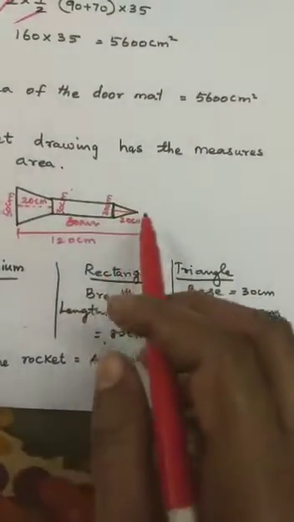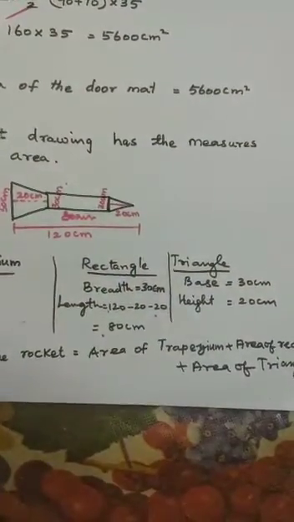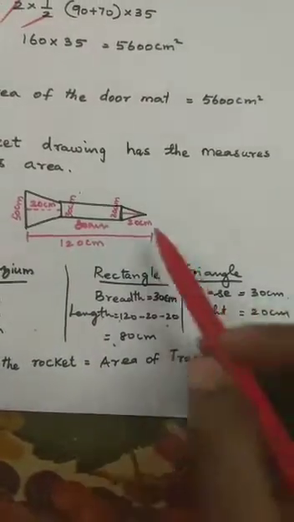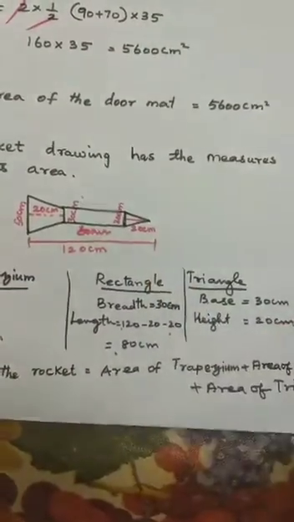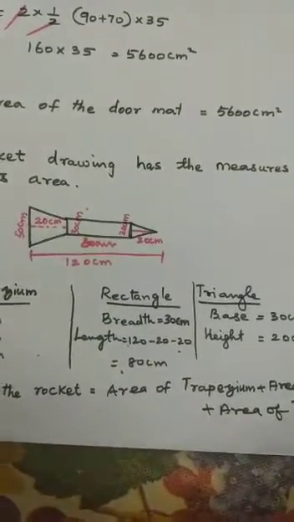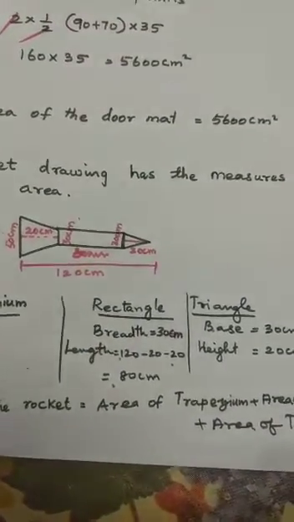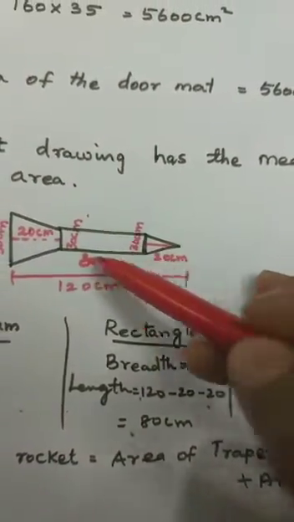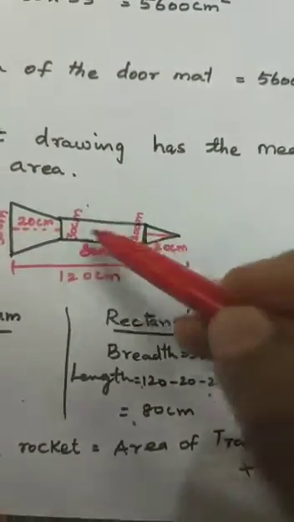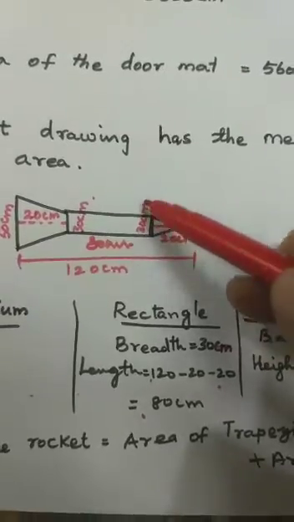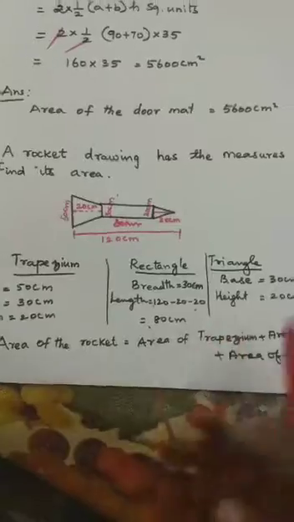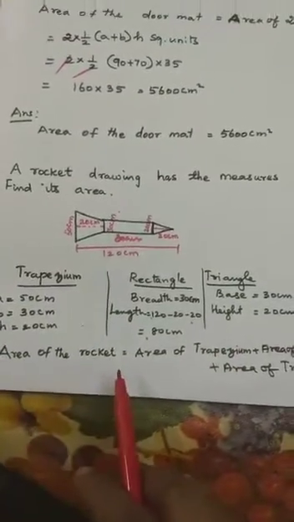Then another one, the triangle we have. The triangle means base is equal to 30 centimeter. Here height is equal to 20 centimeter. Base 30 means the opposite sides are equal in the rectangle. So both are breadth. So base is 30 centimeter for this triangle and the height is 20 centimeter. Now we have to find the area of the rocket.